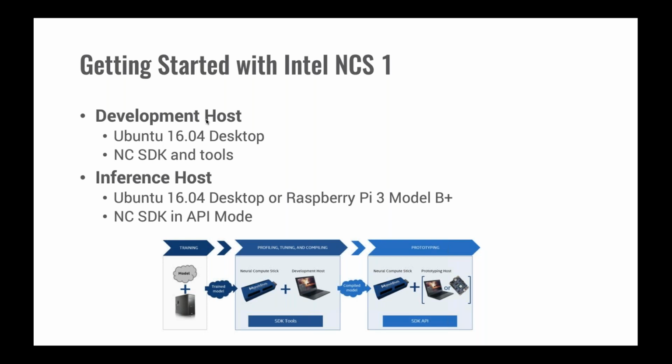So if you actually look at the graphic on this slide, there are three phases. The first one is you're going to train a model in the cloud, and you bring that model onto your development host, plug in your NCS stick, and run an optimization process to generate an intermediary graph. And then you load that graph on a Raspberry Pi or a supported environment and use it exclusively with API for inferencing. So those are the phases involved in using NCS1.